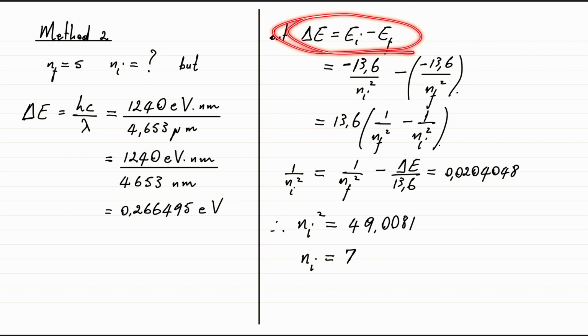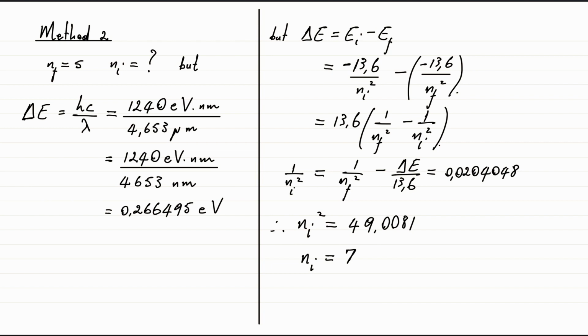I did not pay careful attention to this difference. I simply just took it as final minus initial. And if you take final minus initial, you're going to get that quantum number being equal to 4, which is really not corresponding to the hydrogen spectrum.